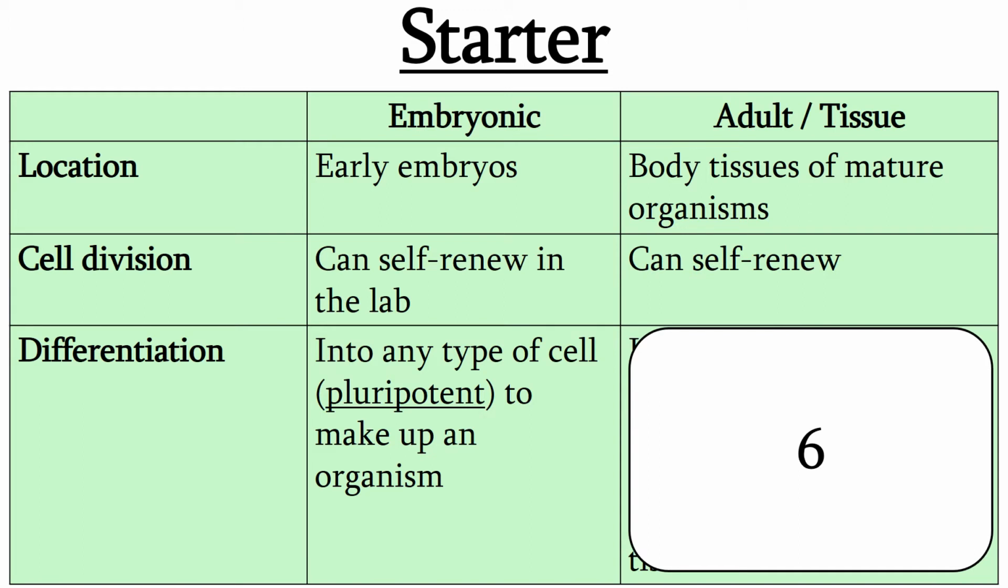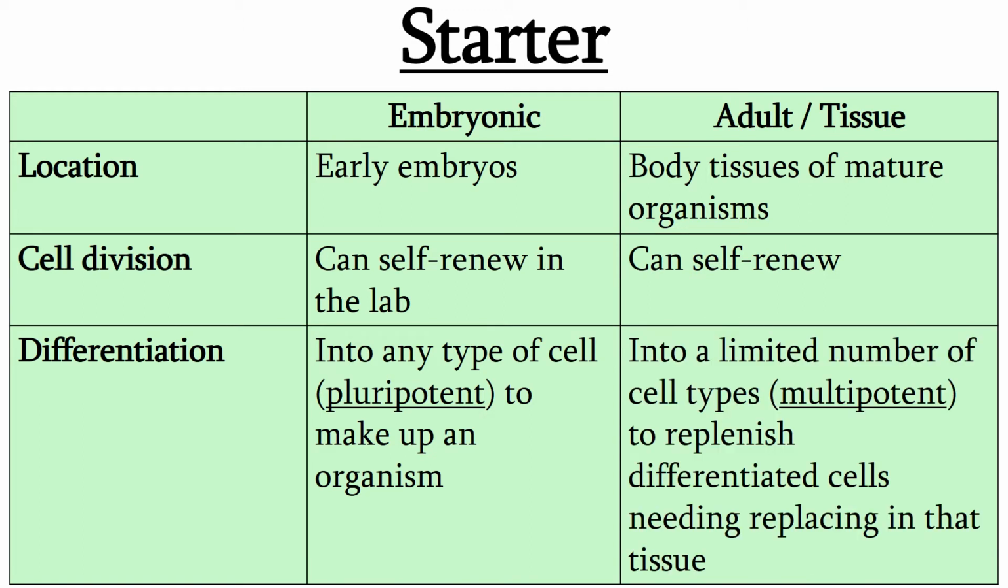They can self-renew and their differentiation is limited. So they are what's known as multipotent, and so they differentiate into a limited number of cell types and they replenish differentiated cells needing replacing in that tissue. So remember the example I gave you was if you had cut yourself, then the new skin cells which cover the cut are from these adult stem cells.